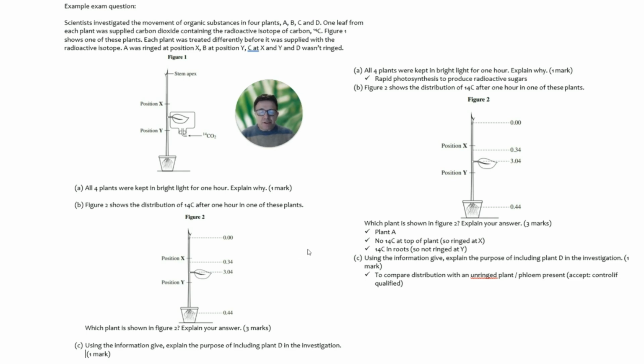C, use the information, explain the purpose of including plant D. So that's obviously the control. And why is it the control? Well, it allows you to compare distribution with an unringed plant where the phloem is present.